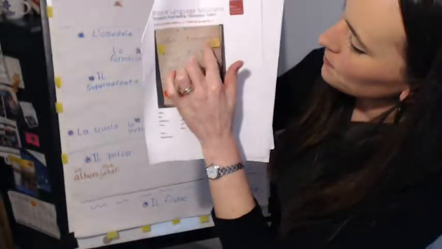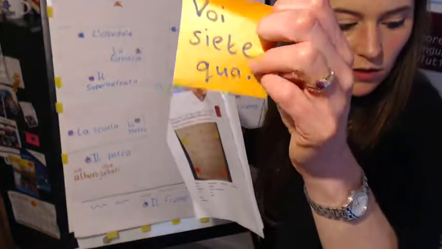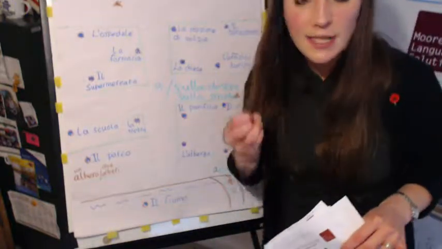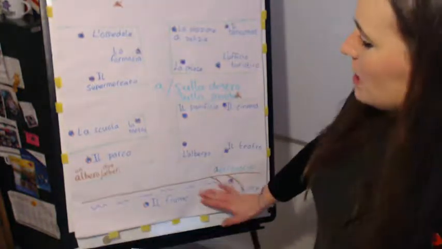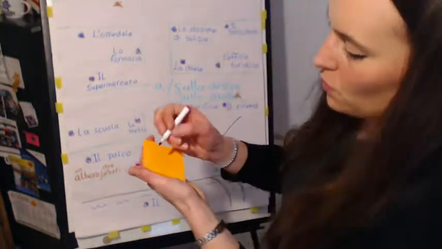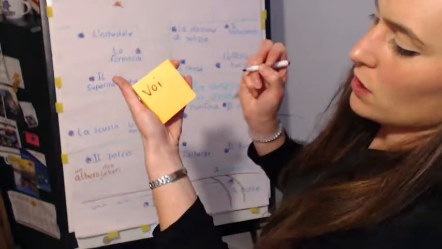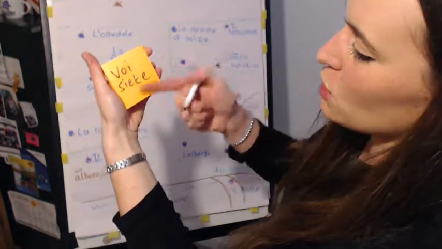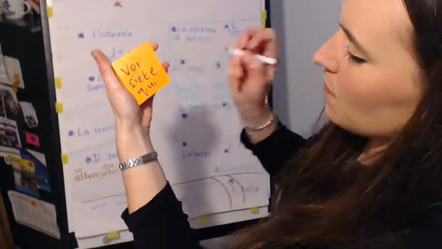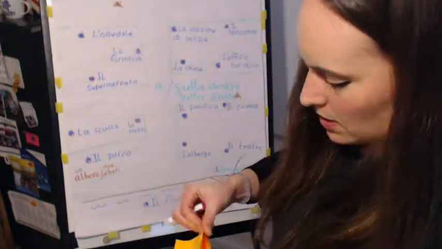And on these little bits of paper it says voi siete qui or voi siete qua. That means you are here. So qui and qua means here. So in order to give people directions, for example, let's write down you are here on one of these little things. Voi siete qui. Voi, so we know what voi means, don't we? It means you, or just you. Siete, well, we saw that a few weeks back from essere, you are. Qui, you are here.